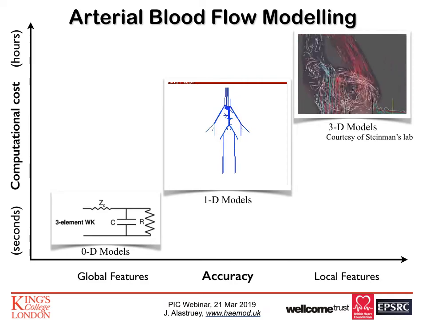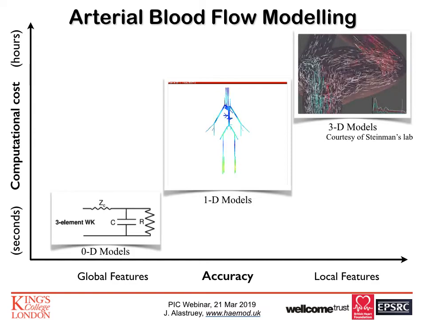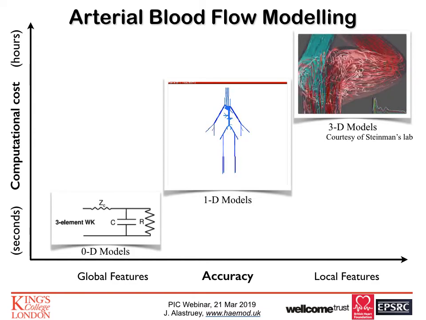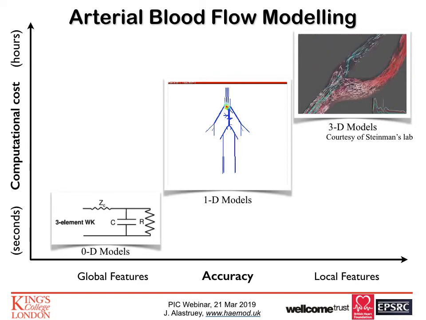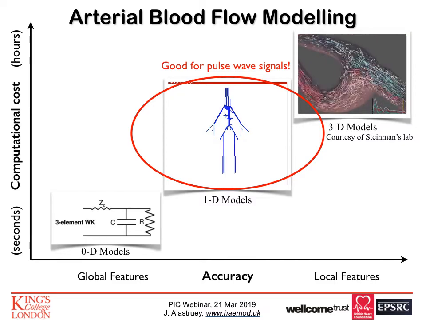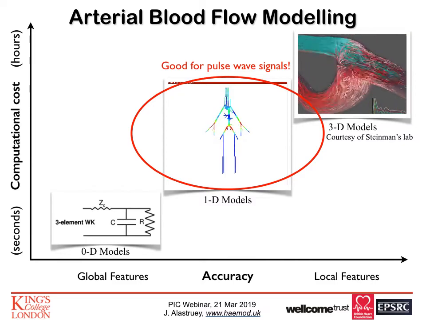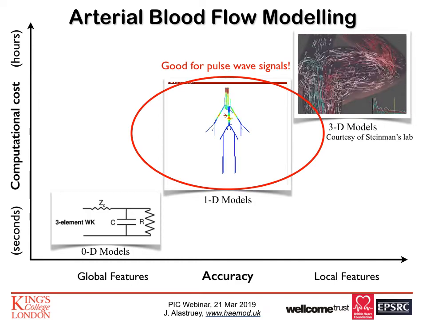That makes 3D models more suitable for describing local features of blood flows, whereas 0D models are more appropriate to describe global features. However, 3D models are computationally very expensive compared to reduced order models, taking of the order of hours, even days, to compute the solution using high-performance computers. When it comes to simulating the effect of the propagation of the pulse wave on blood pressure and flow, we use the 1D formulation, since it is a good compromise between accuracy and computational cost, taking of the order of a few minutes to compute on a standard PC.